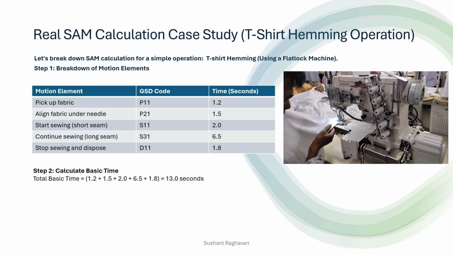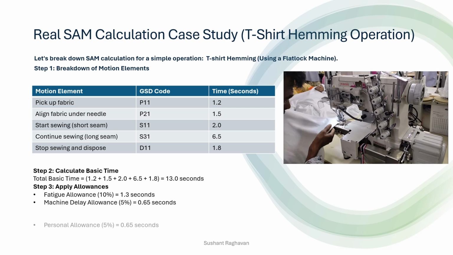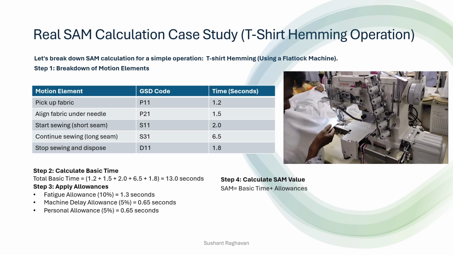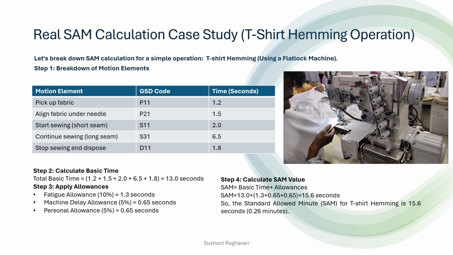Total basic time is equal to 1.2 plus 1.5 plus 2.0 plus 6.5 plus 1.8 is equal to 13.0 seconds. Step 3. Apply allowances. Fatigue allowance, 10%, is equal to 1.3 seconds. Machine delay allowance, 5%, is equal to 0.65 seconds. Personal allowance, 5%, is equal to 0.65 seconds.